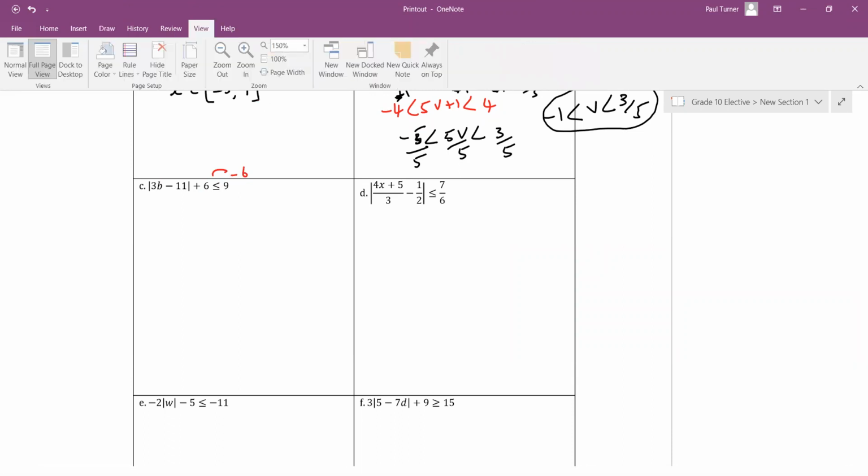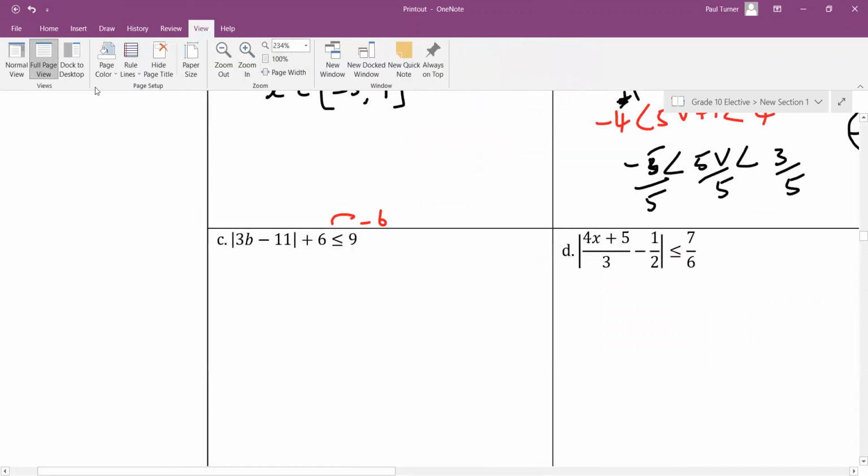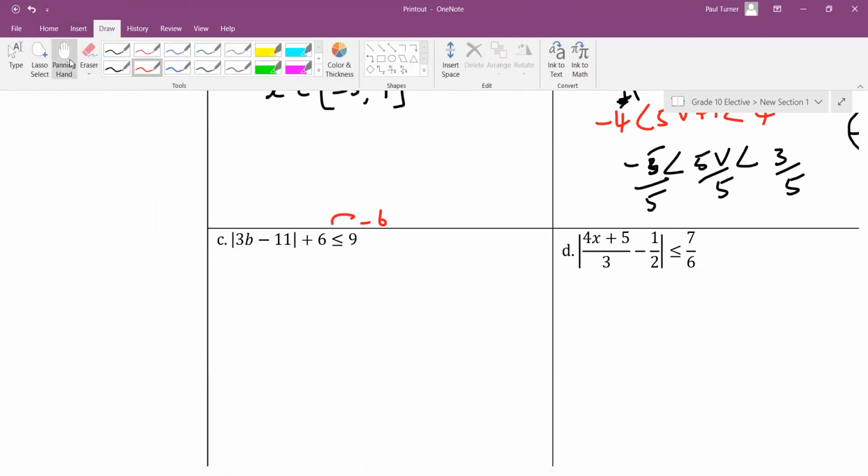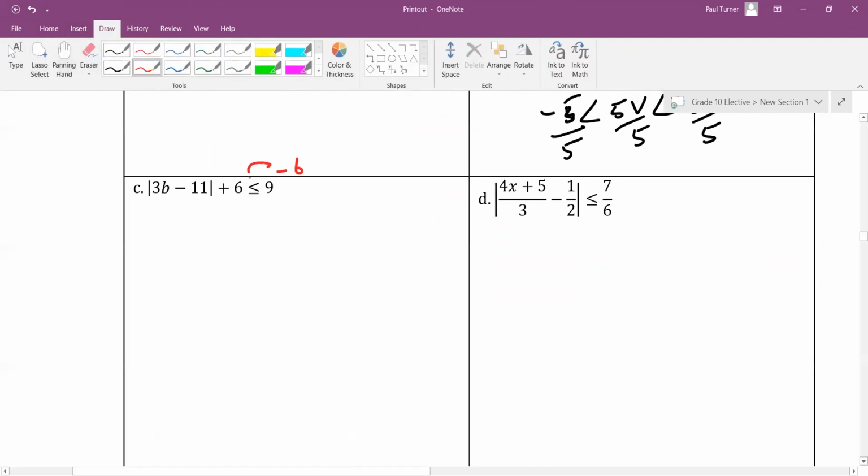Let's make it a bit bigger. All right. A bit clearer. So move your 6. So subtract 6 from both sides. So you have 3b minus 11 less than or equal to 9 minus 6, which is 3. Okay, so this has got to be written in the less than form. So minus 3 less than or equal to 3b minus 11 less than or equal to 3. So in this case, we need to add 11 to both sides first, because we've got a minus 11 here.